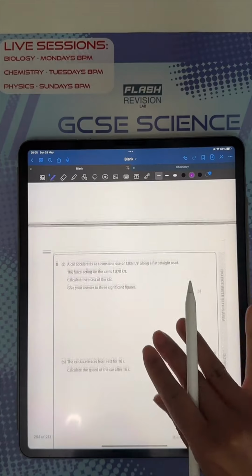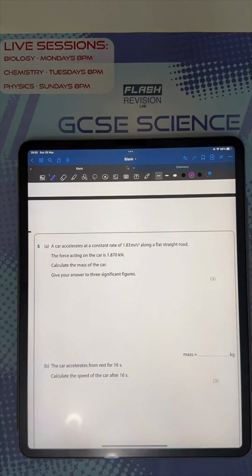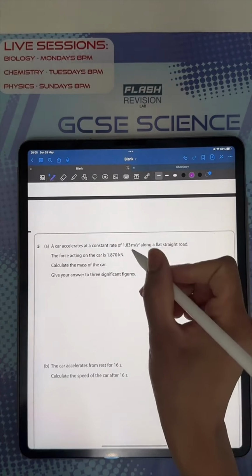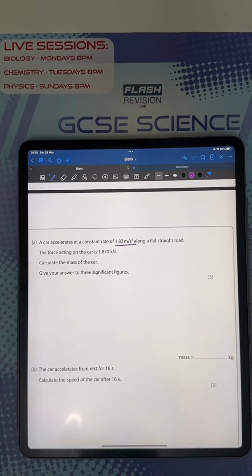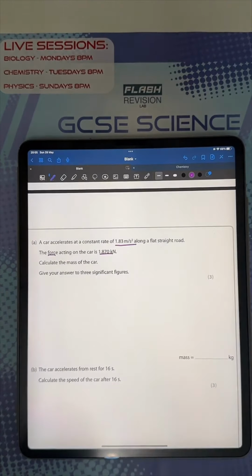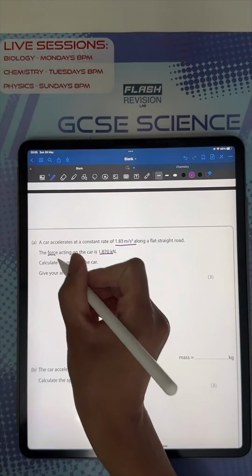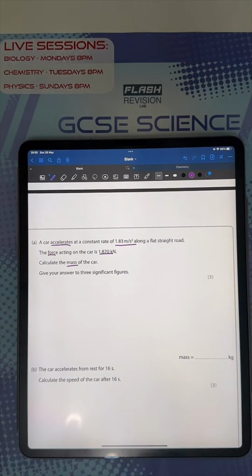Here we go. First question. So this is actually an edXL question. A car accelerates at a constant rate of 1.3 meters per second squared on a flat straight road. The force acting on the car is 1.87 kilonewtons. Calculate the mass. So we've got mass, force, acceleration. What equation are we going to use?